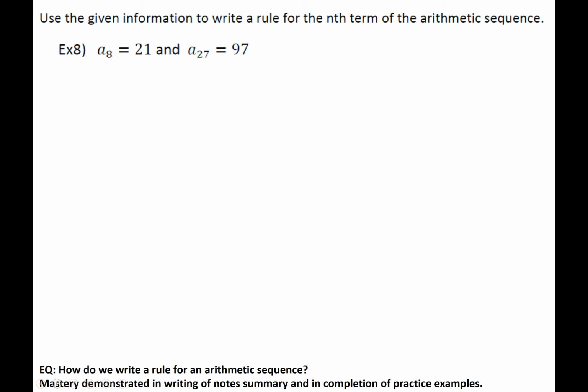Okay, so use the given information to write a rule for the nth term of the arithmetic sequence. So we're writing the rule. The same thing for writing a rule for an arithmetic sequence is that we're going to need a sub 1 and d, but this time the difference is they didn't give us either one. So we're actually going to build two separate equations from what they did give us.